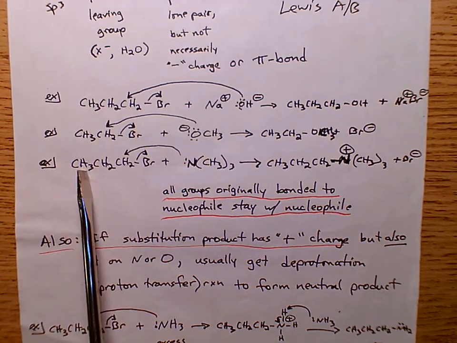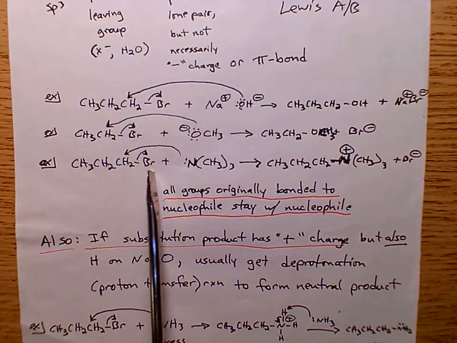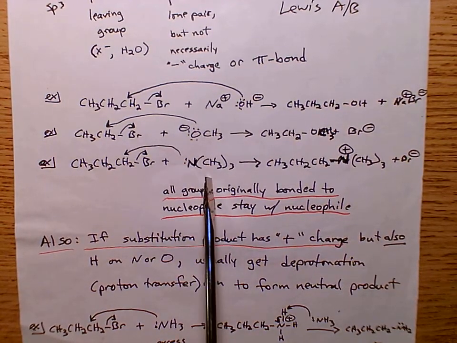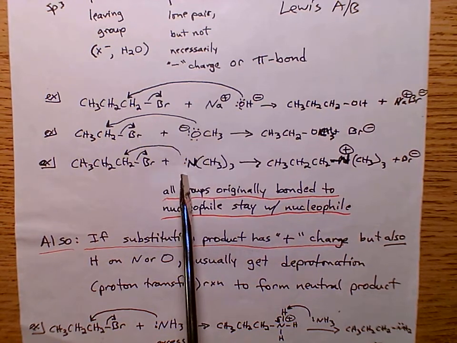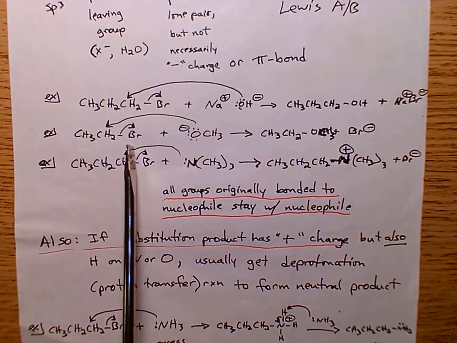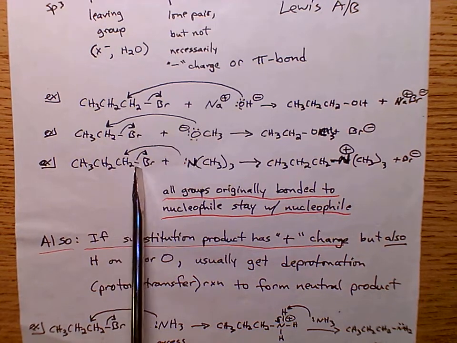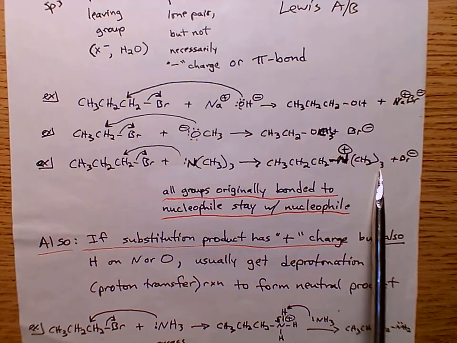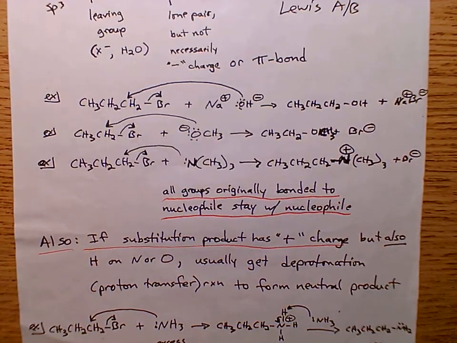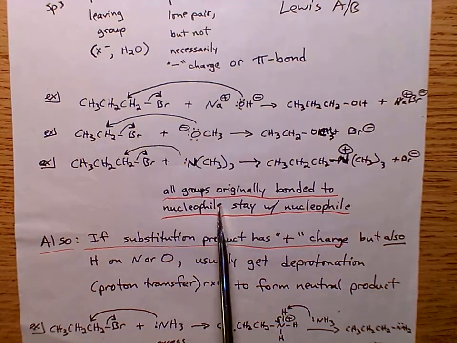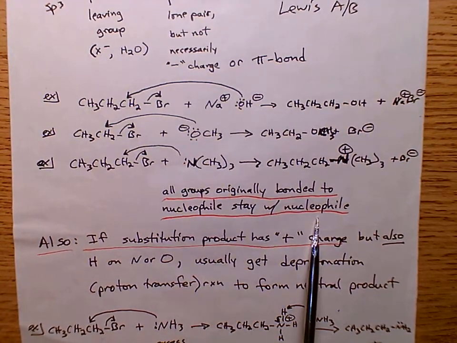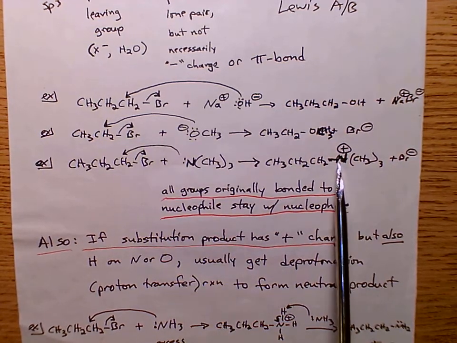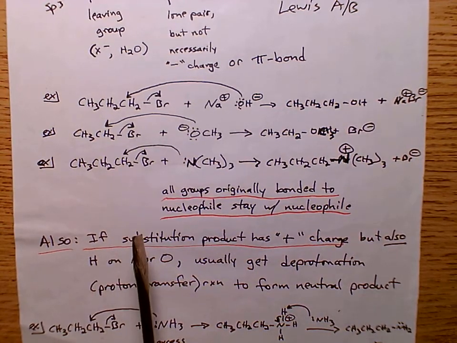Look right here. CH3CH2CH2Br plus N(CH3)3. Note, this guy has no charge to it, but it still has that lone pair. It makes a decent nucleophile. Lone pair attacks the partial positive carbon, bromide leaves. You get CH3CH2CH2 N plus (CH3)3 plus Br minus. Make sure you keep your charges and make sure all groups originally bonded to the nucleophile stay with the nucleophile. This had a nitrogen and 3 methyl groups on it. It still has a nitrogen and 3 methyl groups on it.